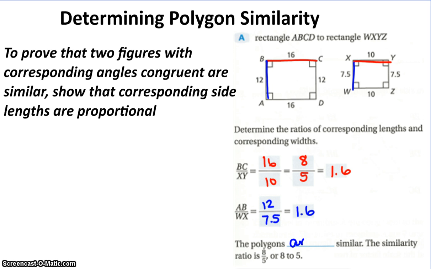They are similar. Now, you're probably wondering why I didn't check AD and WZ. Well, AD and WZ is going to be 16 over 10. It's the same ratio as BC over XY because opposite sides are congruent. That's also the same reason why I didn't check CD and YZ, because they would have the same ratio as AB over WX.